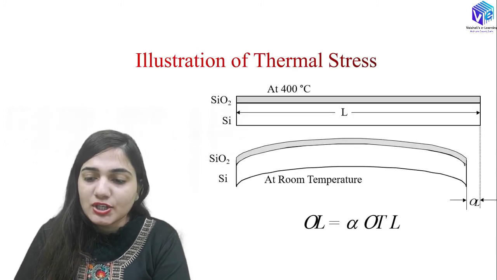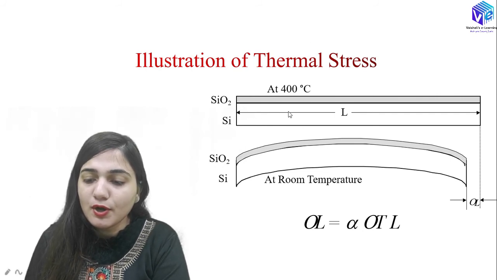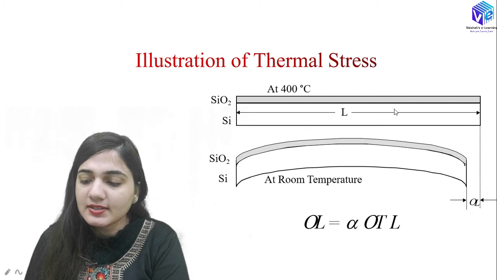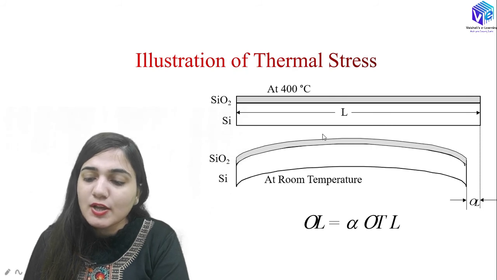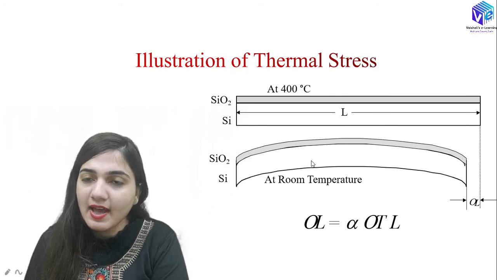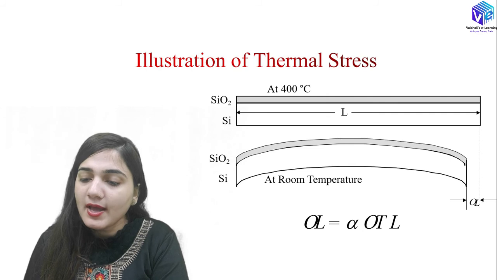So you can see the illustration of the thermal stress at 400 degrees Celsius. If I have SiO2 over the silicon, you can see the length is L and we have some temperature T. So at room temperature, if this is my wafer, now it is cooled to room temperature. SiO2 and Si have different cooling rates, so now they are bending. So this ΔL is the difference between the SiO2 at 400 degrees Celsius and the silicon layer at room temperature. This difference is equal to alpha times ΔT times L.